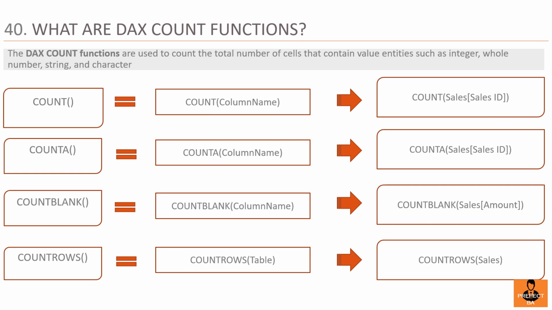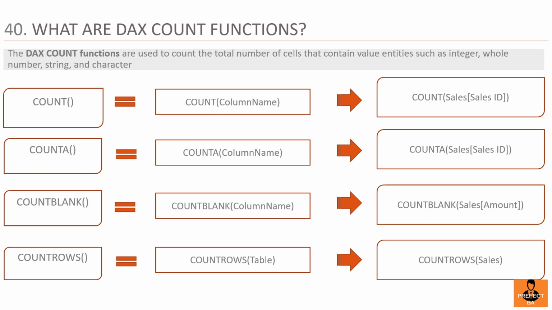CountA function counts the number of non-empty cells in a column, both numerical and non-numerical. In the example, the output would be the total number of non-blank sales IDs in the column. Like if the column has 10 sales IDs and 2 of them are blank, then the output would be 8. CountBlank function counts the number of blank cells in a column. In the example, the output would be the total number of blank sales IDs in the column. Like if the column has 10 sales IDs and 2 of them are blank, then the output would be 2.